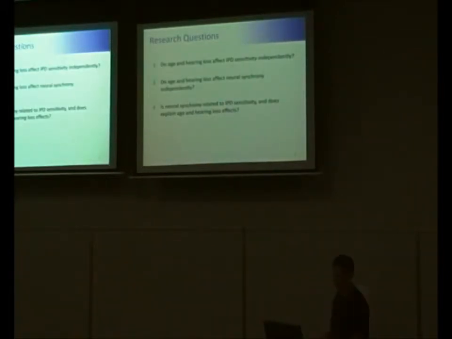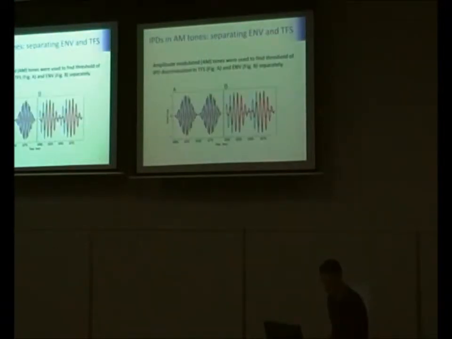So the first question was, do age and hearing loss affect IPD sensitivity independently? And second of all, do age and hearing loss affect neural synchrony independently? And then finally, if neural synchrony explains IPD sensitivity, does that explain the age-related effects on IPD sensitivity? Fortunately, I'm not going to cover hearing loss in this talk, partly due to the data we collected, and I don't have time either. So I'm just going to focus on the effect of age.